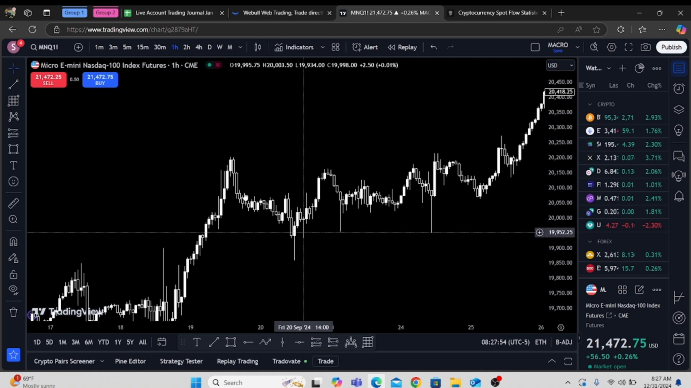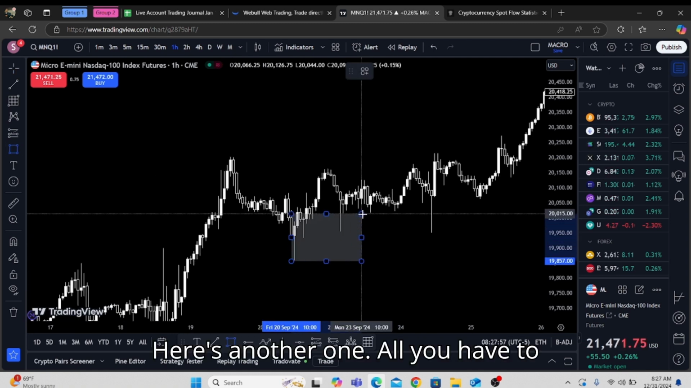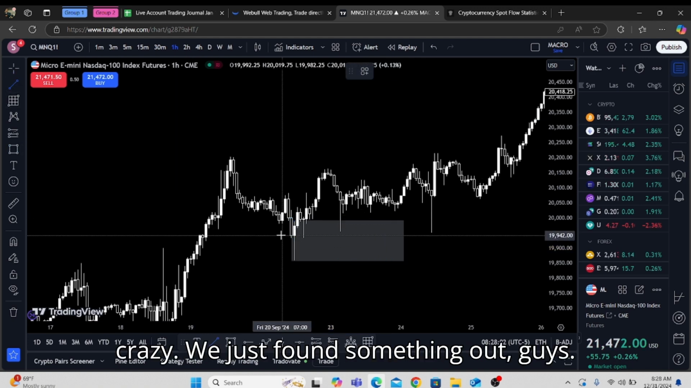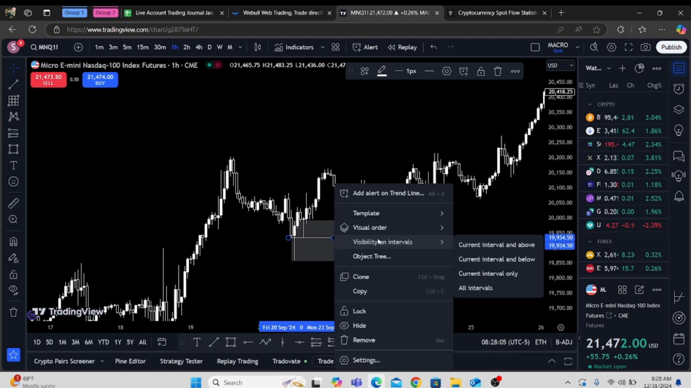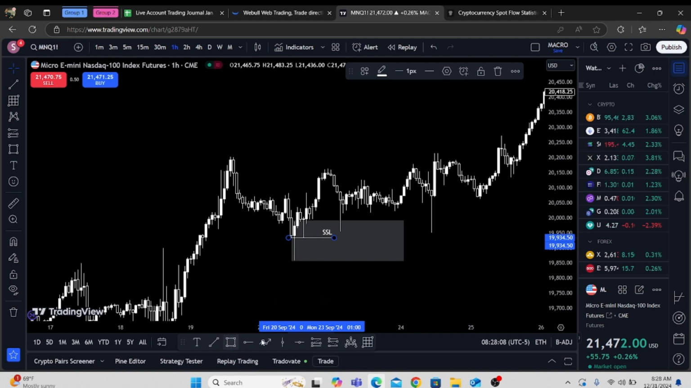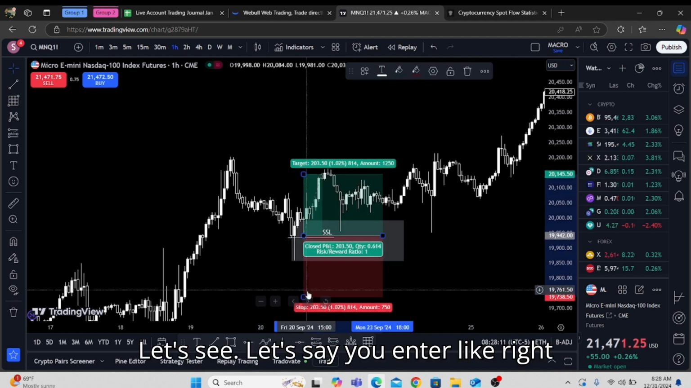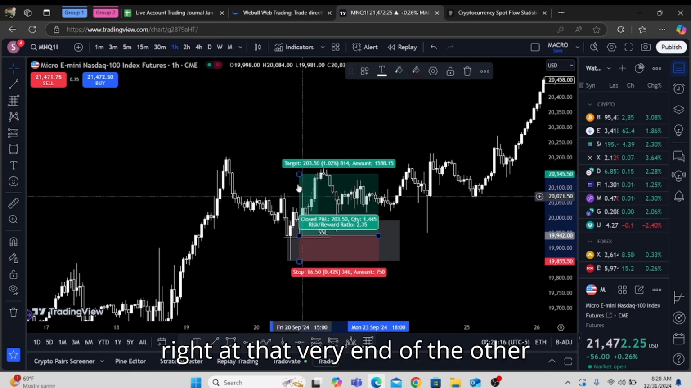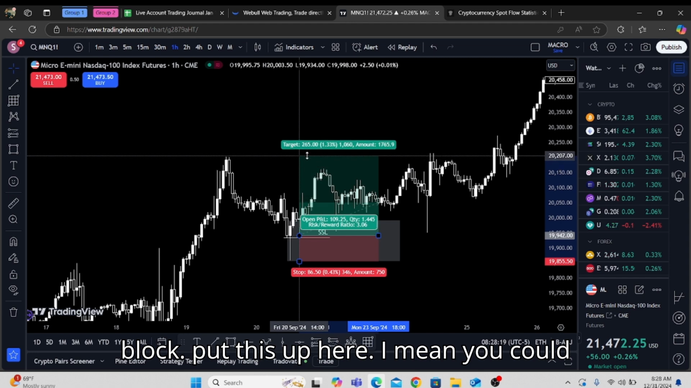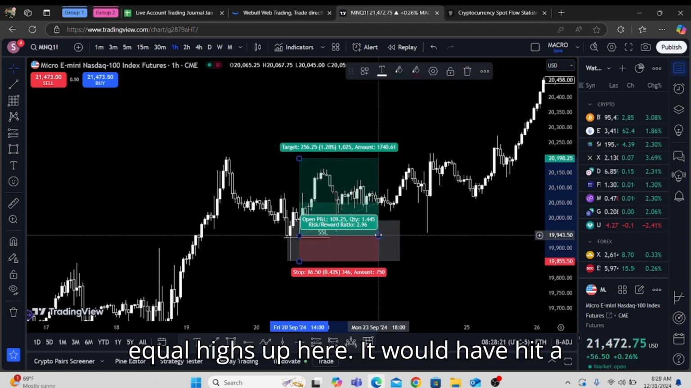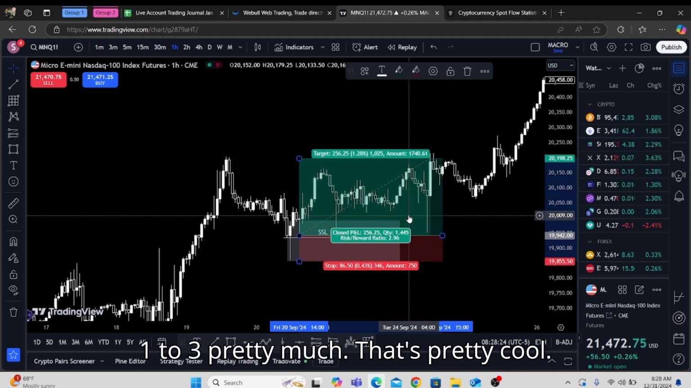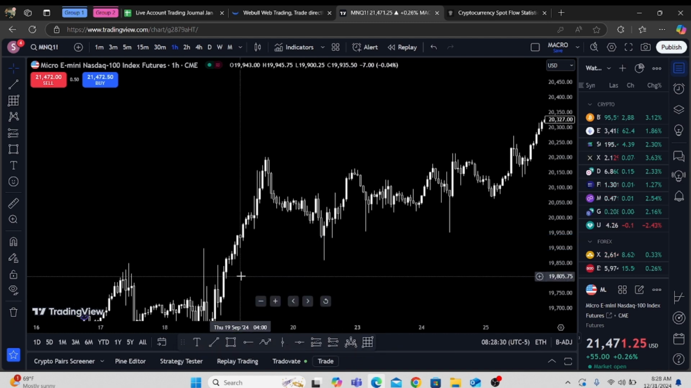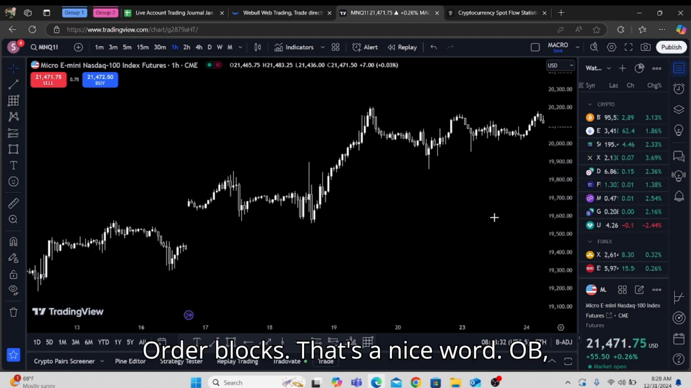Here's another one. All you have to do if you want it to work is just target 1-to-1s. That's actually crazy. We just found something out, guys. Let's see. So say you enter right there, put the stops right at the very end of the order block, and put this up here. You could even have targeted these equal highs up here. It would have hit a 1-to-3 pretty much. That's pretty cool. Order blocks. It's a nice word. OB, baby.